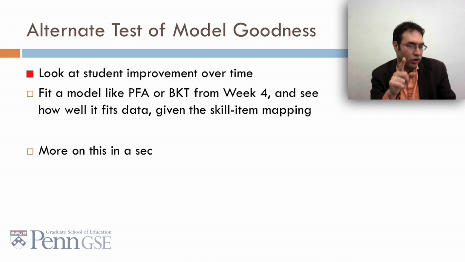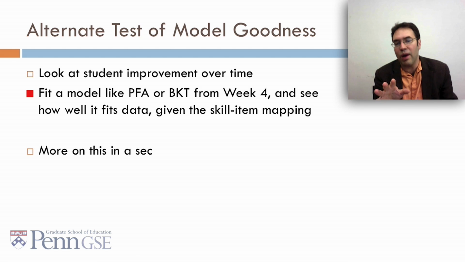An alternate test of model goodness is to look at student improvement over time. You fit a model like PFA or BKT from earlier in week 4 and see how well it fits data given the skill item mapping. More on this in a second.